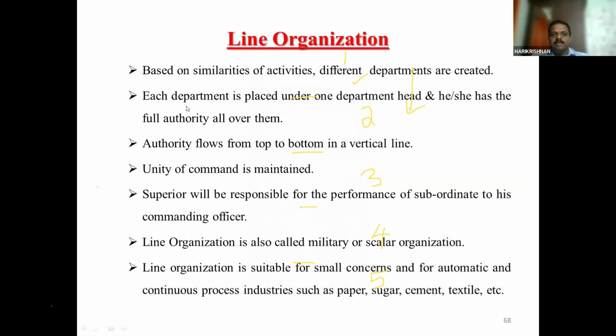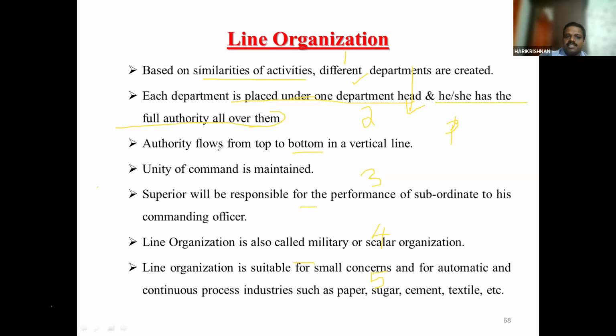Based on the similarities of activities, different departments are created. In line organization, this is based on the similarity of activities. Each department is placed under one department head, who has full authority over them. For example, in a production company, there will be one GM for that production unit, a works manager, a superintendent, and workers. One department will be arranged like that.